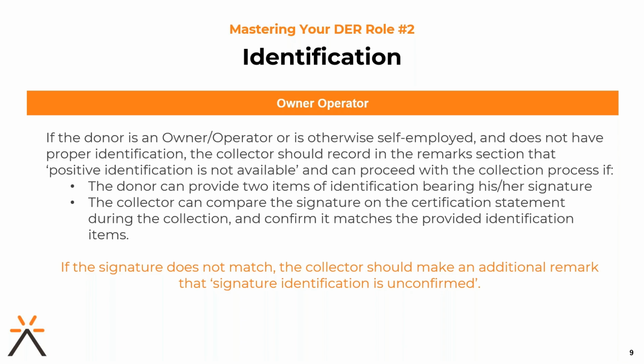If an owner-operator or otherwise self-employed person doesn't have proper identification, the collector should, in the remarks, write that positive identification was not available, and then proceed with the collection if the donor has two forms of identification that have a signature, and the collector can compare the signature on that ID to the form. If the signatures don't match, that should be put in the results as signature identification not confirmed.